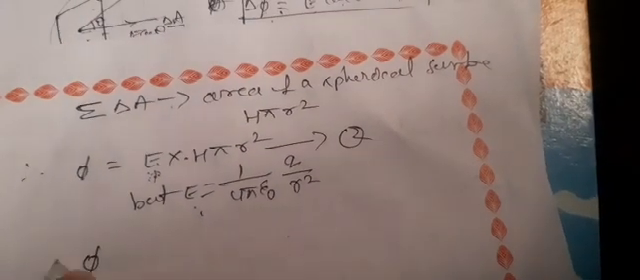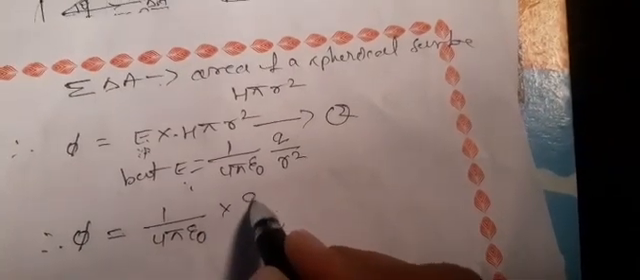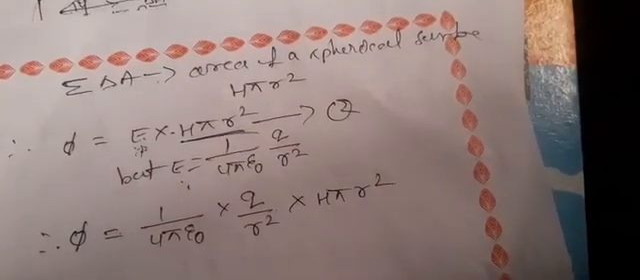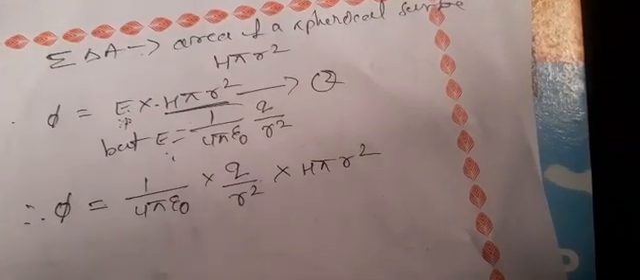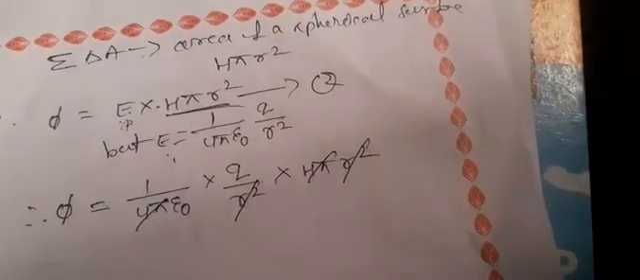The E value is substituted in the previous equation, equation number 2. That is the total electric flux. The total electric flux phi is equal to 1 by 4 pi epsilon naught into Q by r square, into 4 pi r square. Here 4 pi gets cancelled, r square gets cancelled.